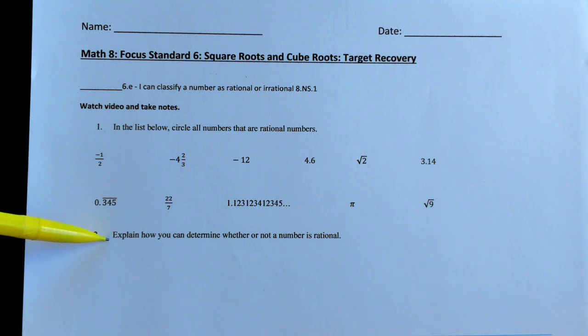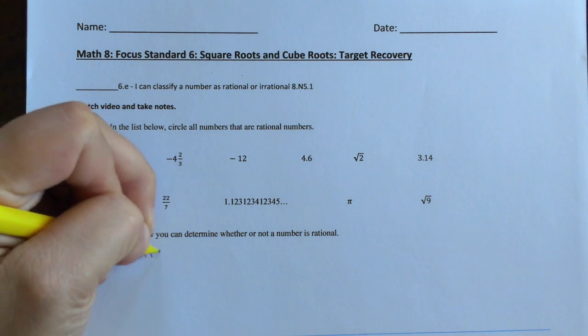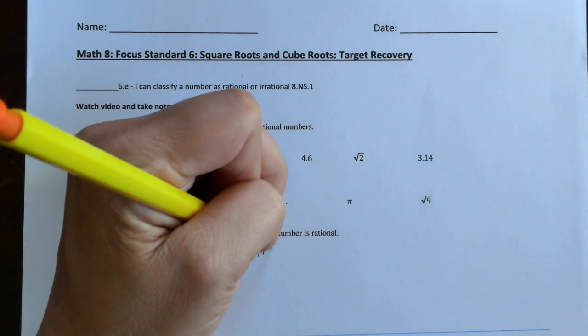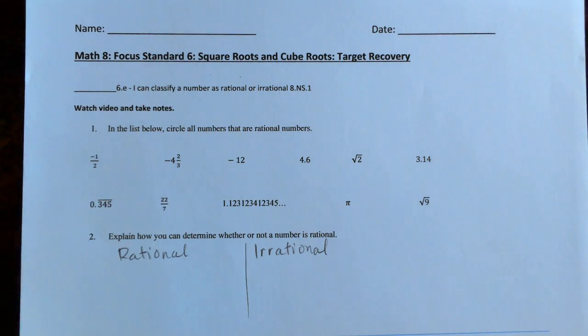Explain how you can determine whether or not a number is rational. By knowing the two definitions of what these are and what they are not, you can now answer the questions above. So that's what we're going to do.